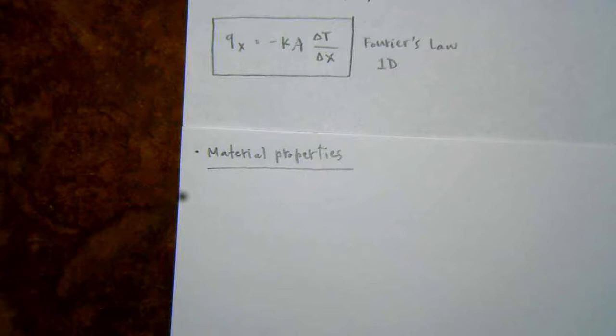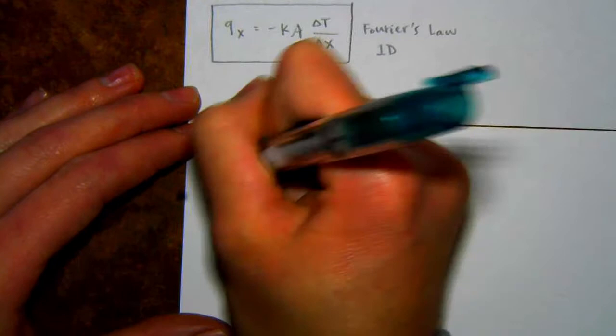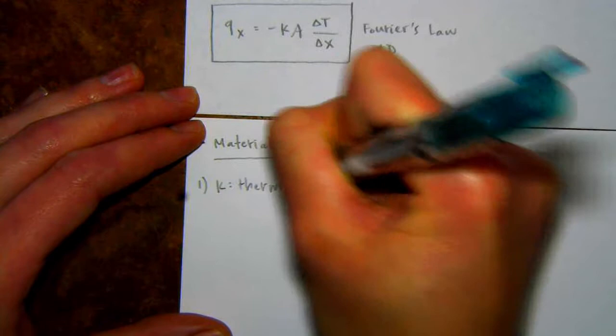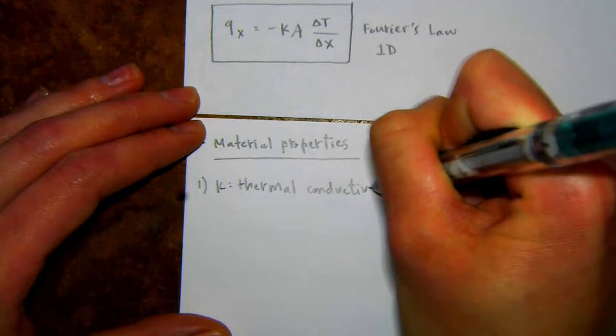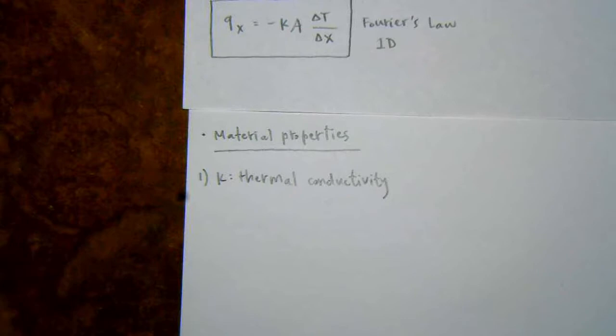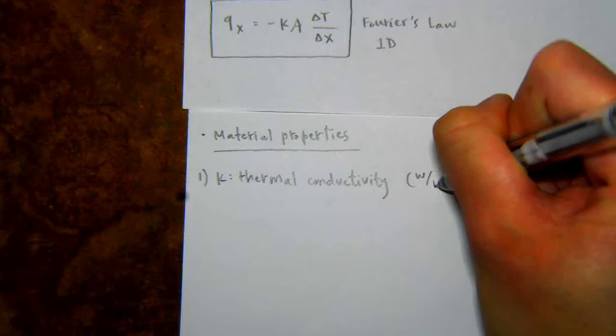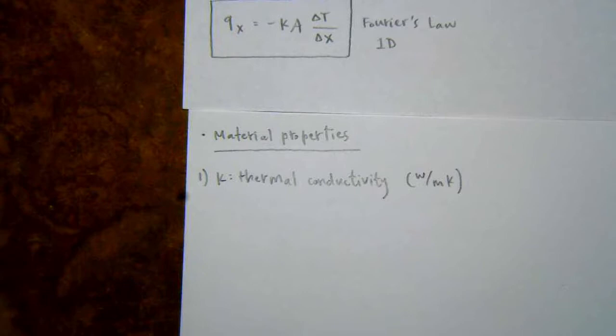Okay. Anything else? All right, so material properties. We have K, which we've already introduced, the thermal conductivity. This has units of watts per meter degree Kelvin, and it is basically determined by the atomic and molecular structure of the matter. There are different equations, some empirical, that you can use to try and determine K, but typically the values of K will either be given or you'll be able to look them up in the appendix.